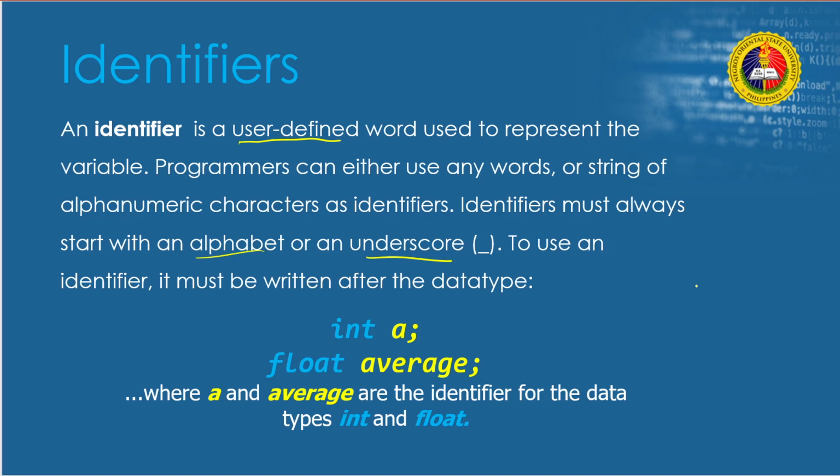So for example, to use an identifier, it must be written after the data type. If this is our data type, this is the identifier, A. Another example is float and average. A and average are the identifiers for the data types int and float. So instead of the A, we can write whatever we want, so long as it always starts with an alphabet or underscore only.